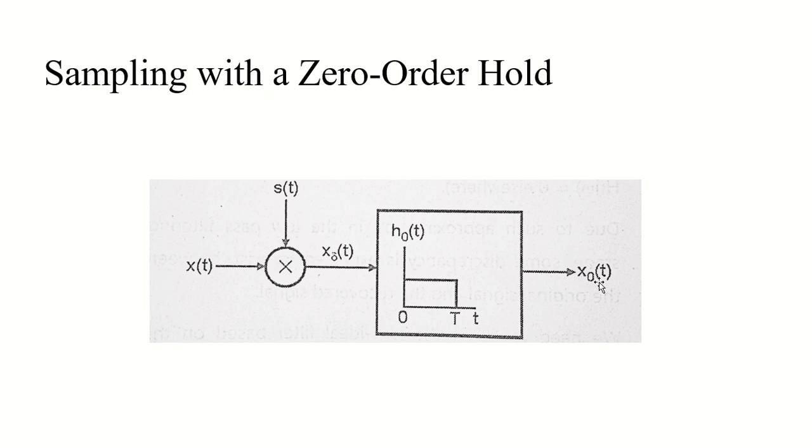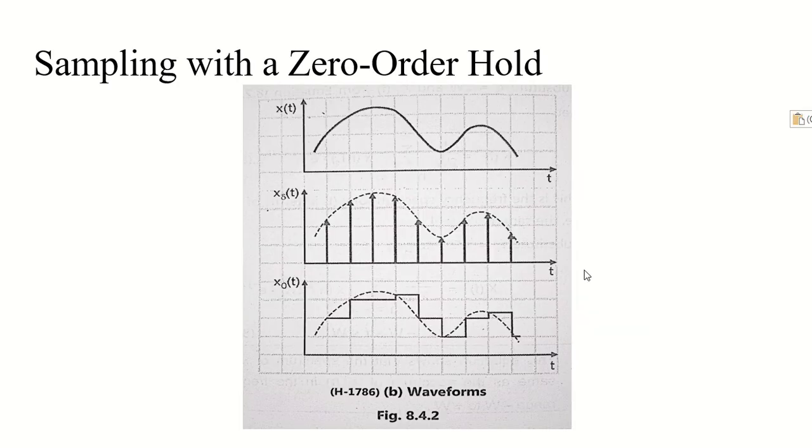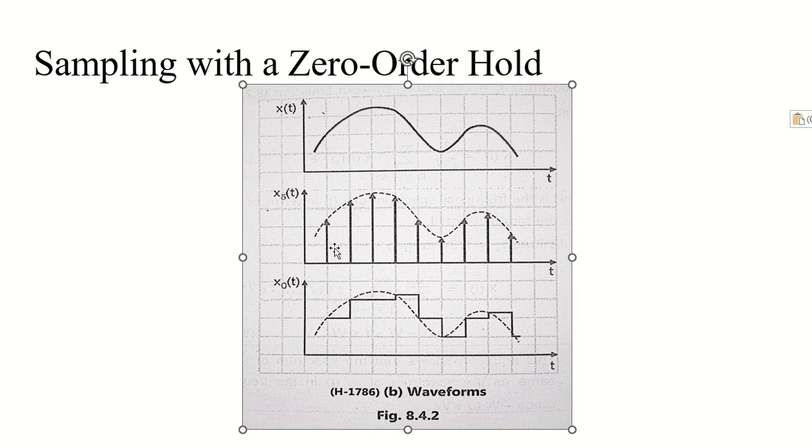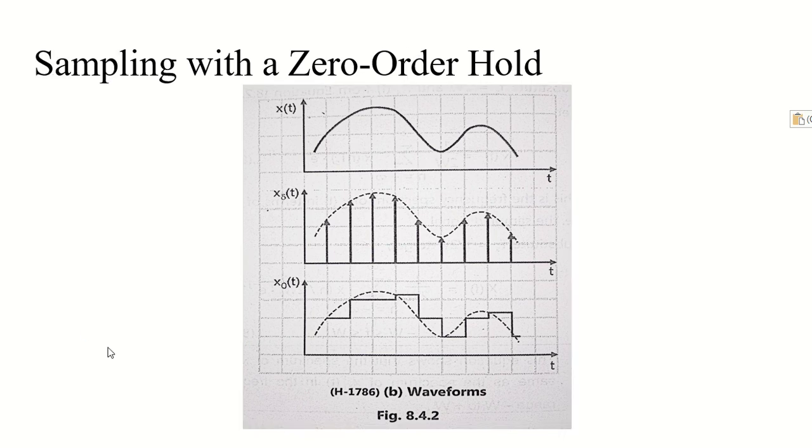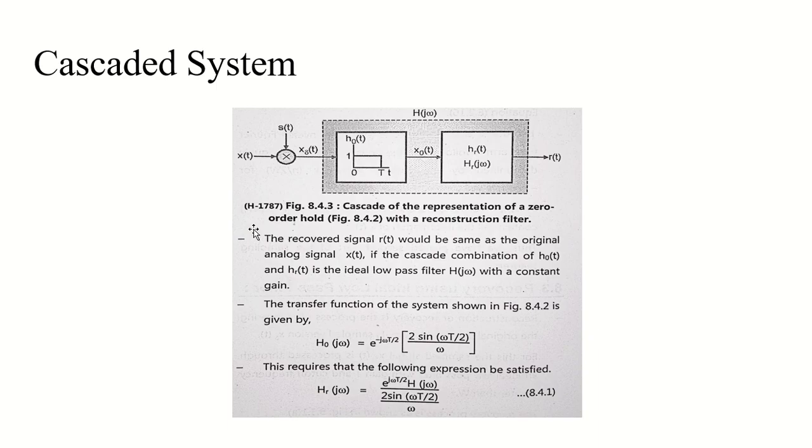So let me show you this way. This way it will be more clear to you. See, first I have my signal x of t, then here I have the train of impulses, and then I have x0 of t using zero order hold. Now things can be a little bit different for a cascaded system. So what can come here, let's see.